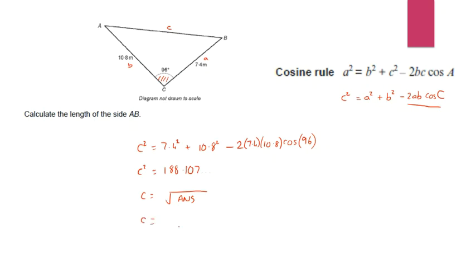Square rooting that gives me an answer of 13.715. And again, there were more digits on the calculator. So considering my rounding, if I have a look at these other two sides, they're rounded to one decimal place. So I'm going to round this one to one decimal place as well. So the 13.7 will stay the same. Therefore, the length of AB is 13.7 meters. And I'm just going to stress that I've rounded that correct to one decimal place.